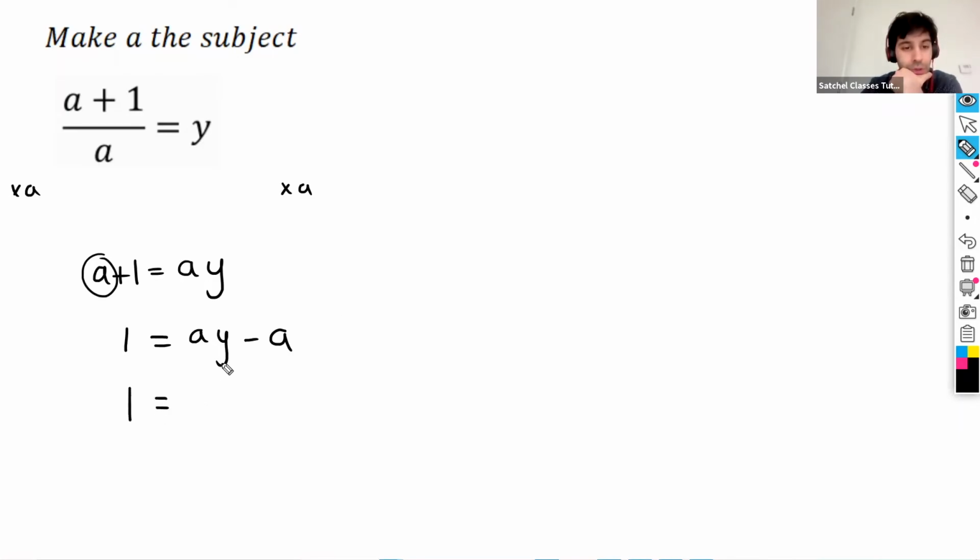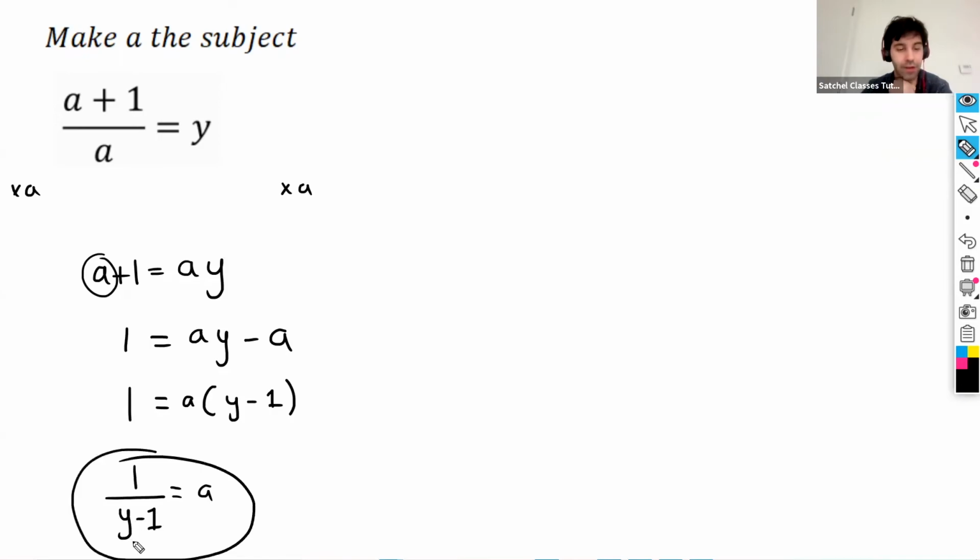So I'm going to subtract A from both sides. So 1 is equal to, now we have to factorize this expression here. So A goes on the outside, Y minus 1. So A is equal to 1 over Y minus 1. And maybe I can write that a bit neater here. So A is equal to 1 over Y minus 1, and that's our final answer. Notice that I'm multiplying A by the terms in the bracket, so I would have to divide both sides by Y minus 1 to get rid of this.